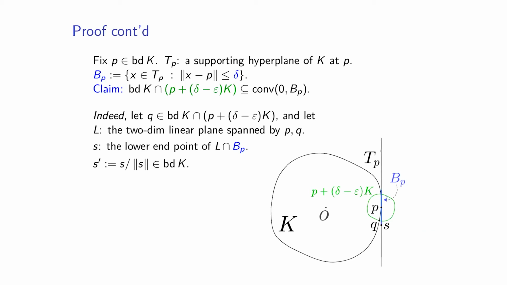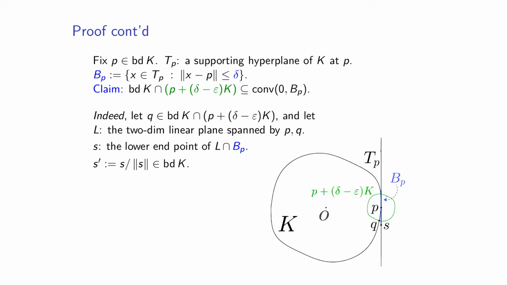And I claim that if you take the convex hull of the origin and this B sub P, which is a cone, I didn't draw it, there would have been too many things on the figure, a cone with apex at the origin and base B sub P, then that cone contains a big portion of the boundary of K. What do I mean by big portion? Well, I take the delta minus epsilon radius ball around P and intersect the boundary of K with this ball.